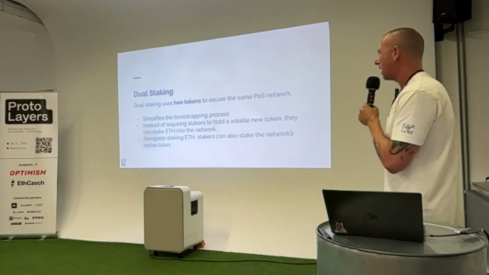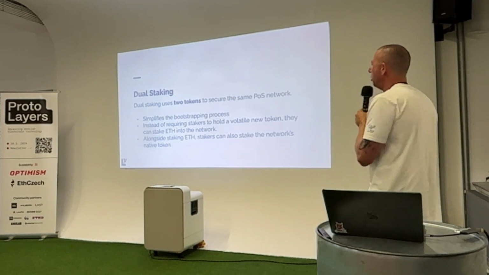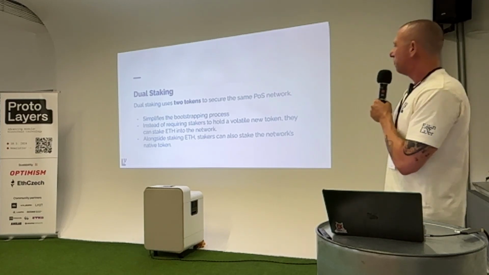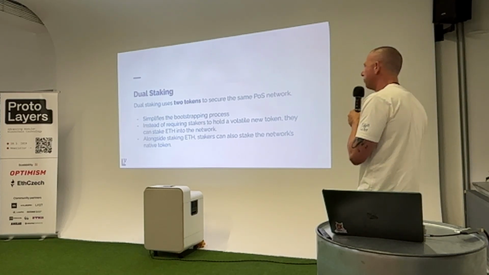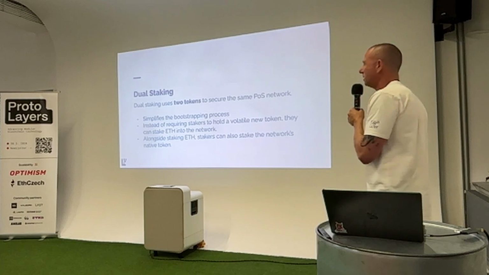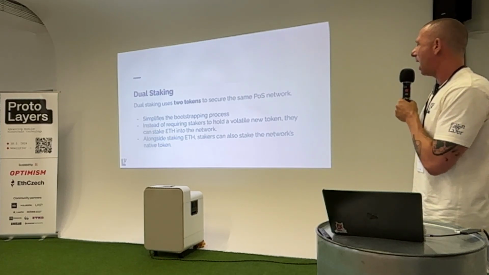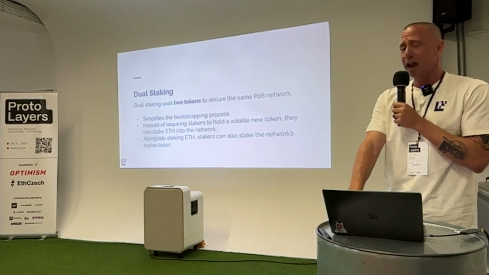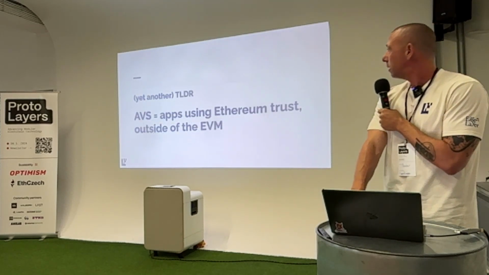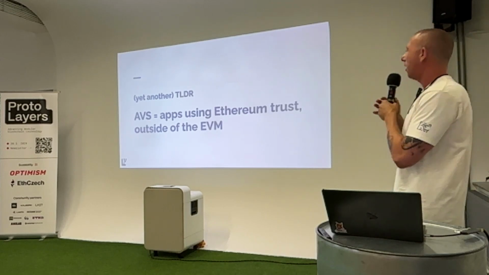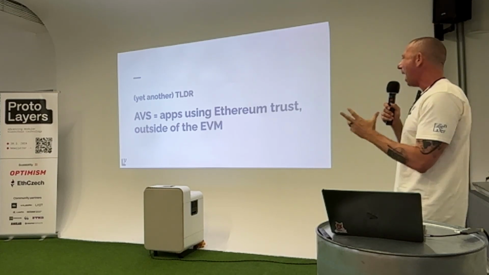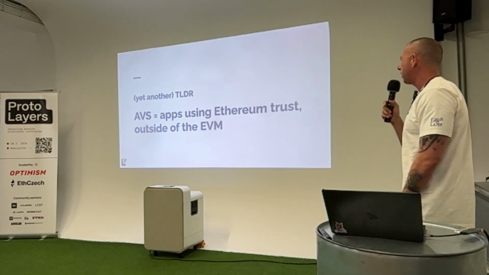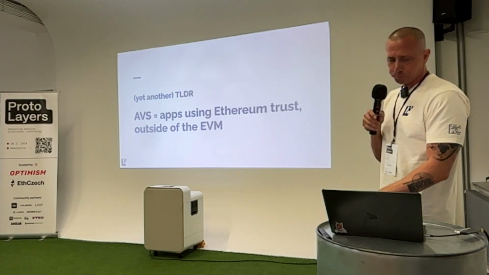There's also this idea of dual staking, where you can use two different tokens to secure the same network. This gives a few different value propositions that a lot of AVS teams want, and it allows developers launching valuable networks to still have their own token and a lot of utility for it. So yet another TLDR: AVSs are apps or systems or protocols or networks, whatever you want to call them, using Ethereum trust outside of the EVM.